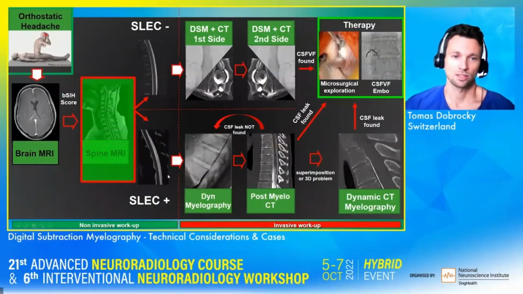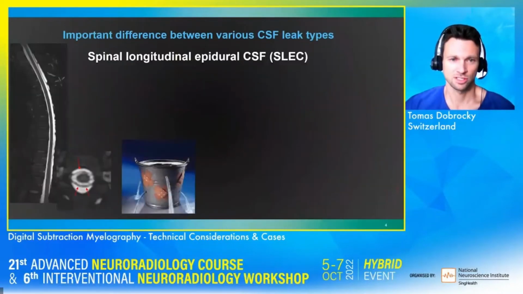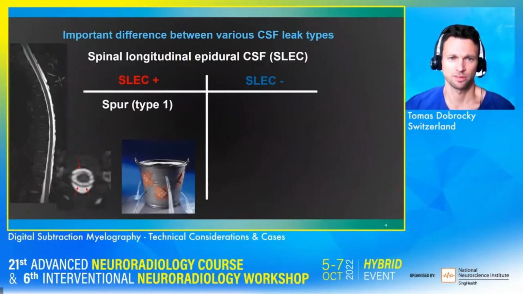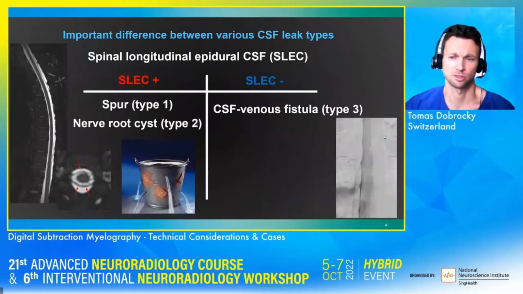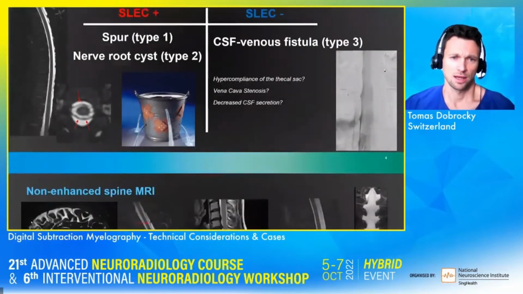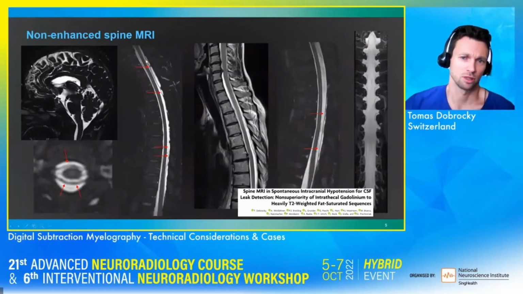So let's see what we can see. I have already shown this one in the previous lecture. SLEC positive: the spurs and the nerve root cysts. And SLEC negative: these are the CSF venous fistula patients. We always do a fat suppressed spine MRI, because this is the best sequence to see those epidural collections. Here you can very clearly see that there is abnormal CSF in the posterior epidural space.